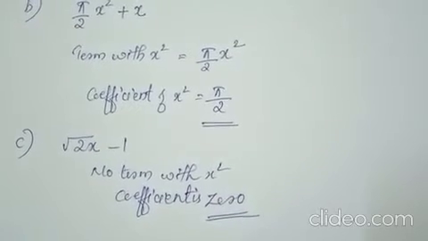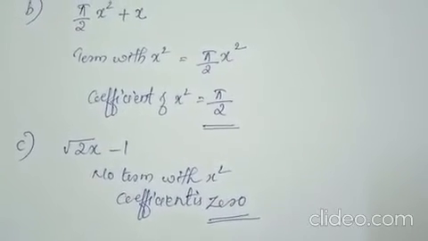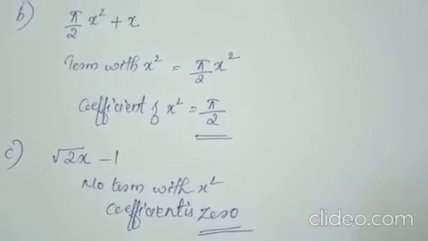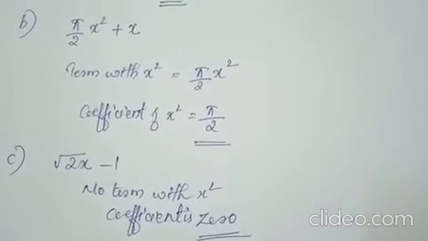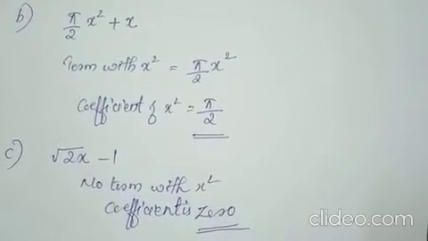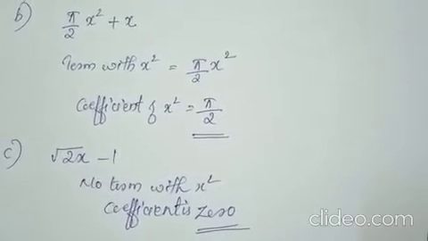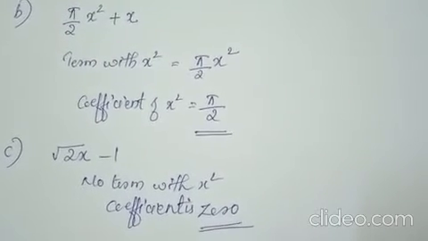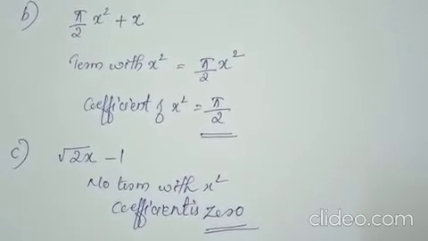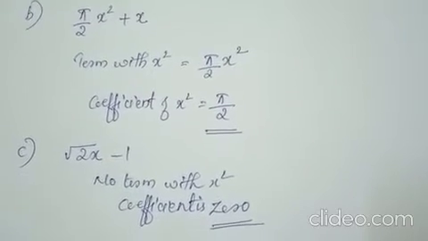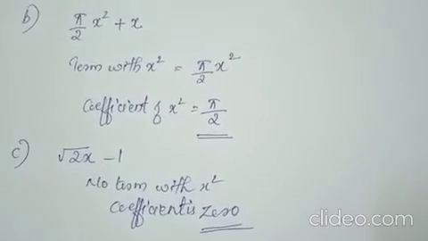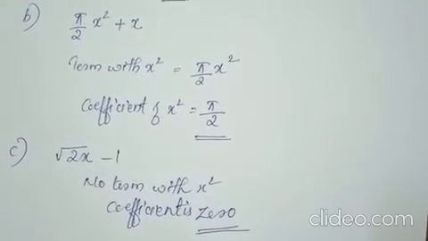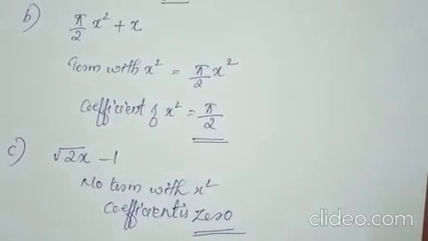Sometimes they will ask to find the coefficient of y square, sometimes the coefficient of x square. If they ask the coefficient of x, you have to take the term with the x and write the coefficient. If they ask the coefficient of y square, write the term with the y square, then write the coefficient. Understood? Sometimes they will ask the coefficient of xy. That time take the term with the xy and write the coefficient. Understood?